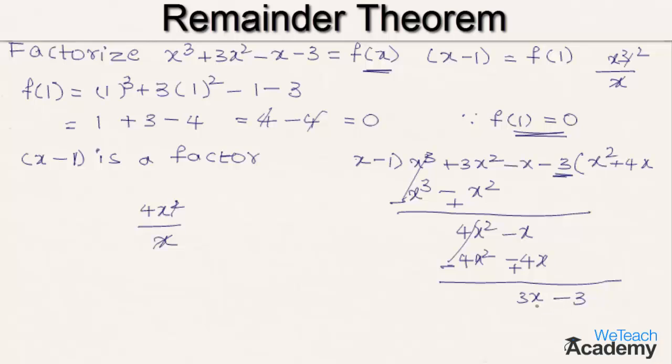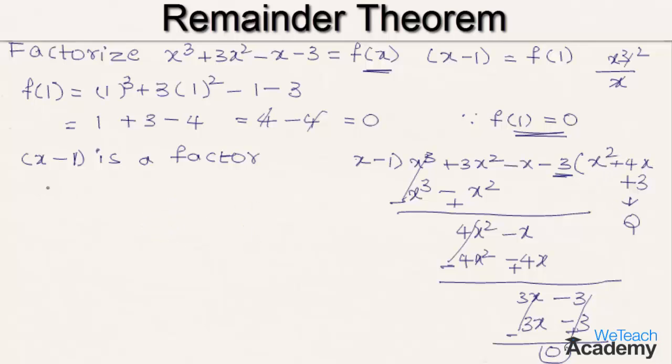Now let us divide the first term of the new dividend with the first term of the divisor. We get 3x divided by x. Here we cancel x in the numerator and denominator, and we get plus 3 as the third term of the quotient. Let us multiply 3 with the divisor x minus 1. We get 3 into x as 3x, and 3 into minus 1 as minus 3. Now let us subtract, and the signs of 3x and minus 3 change to minus and plus. Both 3x minus 3x and minus 3 plus 3 get cancelled, and we get the remainder as 0. So we get the quotient as x square plus 4x plus 3.